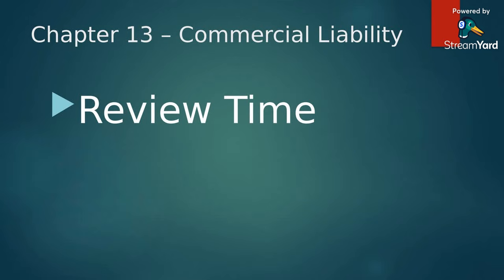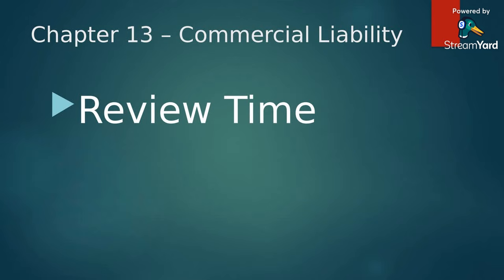Number 8, in the CGL commercial general liability policy, which type of insured is the spouse also considered insured? A, partnership. B, corporation. C, LLC. Or D, trust. The only situation here that would be where the spouse is covered as an insured would be A, partnership. The corporation, LLC, and trust are all going to be not situations in which the spouse is considered an insured.